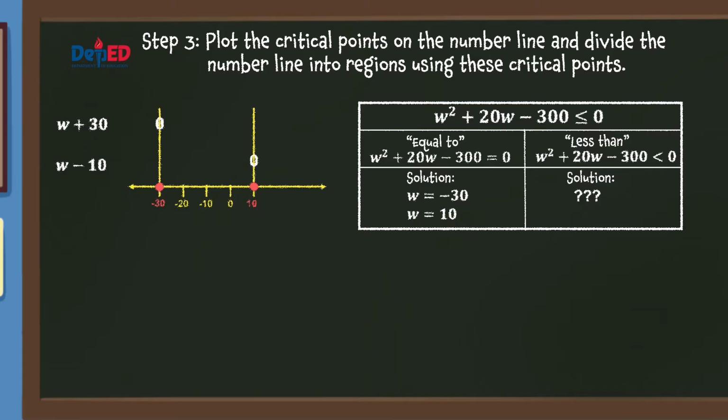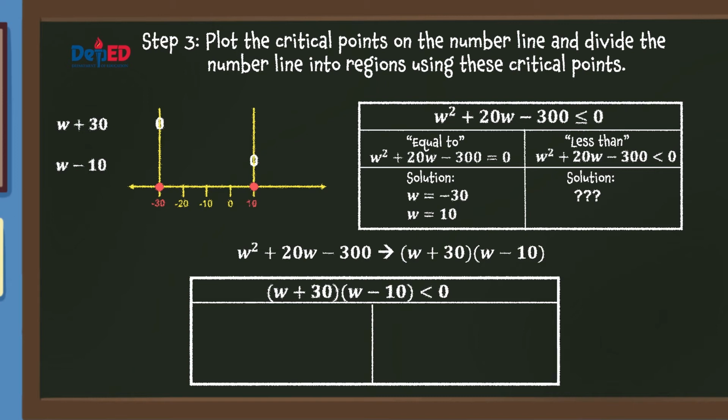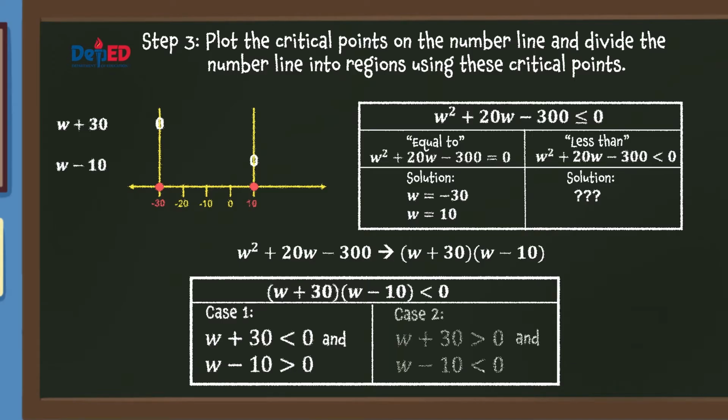We expressed the polynomial as the product of two quantities, two binomials to be specific. The polynomial will yield a negative result when the values of the factors are of different signs. That is, case 1, w plus 30 is less than 0 and w minus 10 is greater than 0. Case 2, w plus 30 is greater than 0 and w minus 10 is less than 0. Hence, the solution set for the less than part of the inequality is the union of the solution sets for case 1 and case 2.